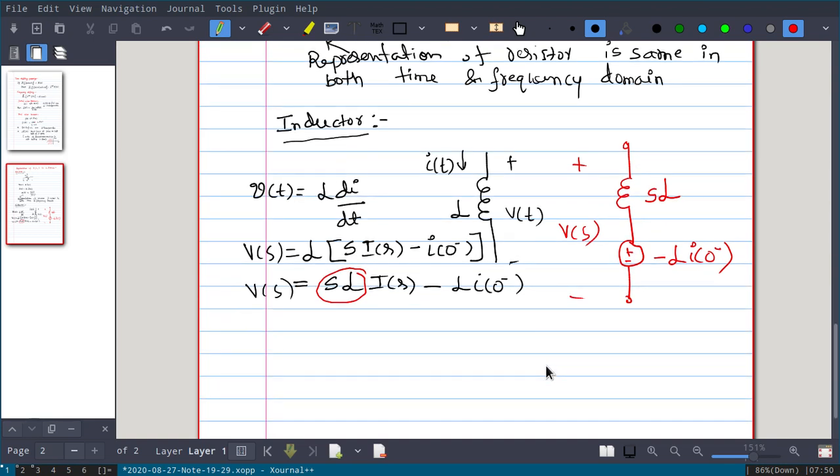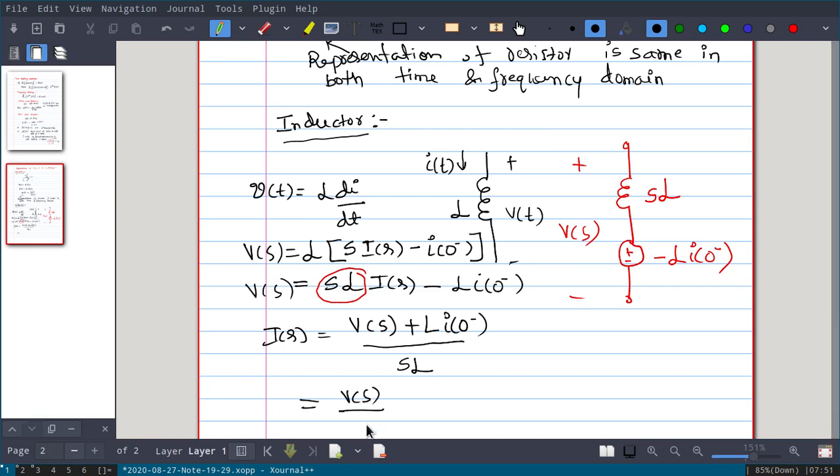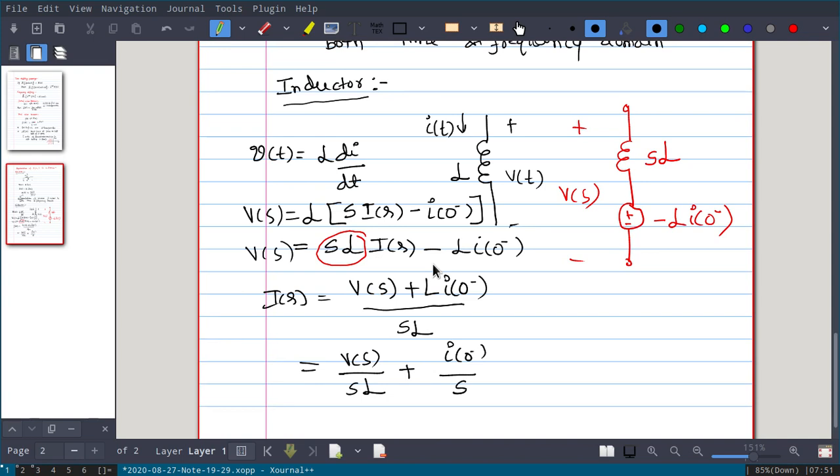Similarly, we can represent this in another way. If you rearrange this, I of s equals V of s plus L of I of 0 minus, taken to this side, divided by sL. We split this: V of s divided by sL plus L I of 0 minus divided by sL, which is I of 0 minus divided by s. So using the same equation, it can be represented like this, from KCL, because it is current. What is that? You have a current I of s, and two branches are there.